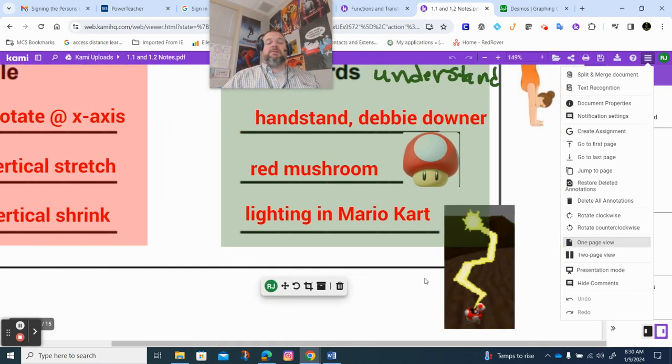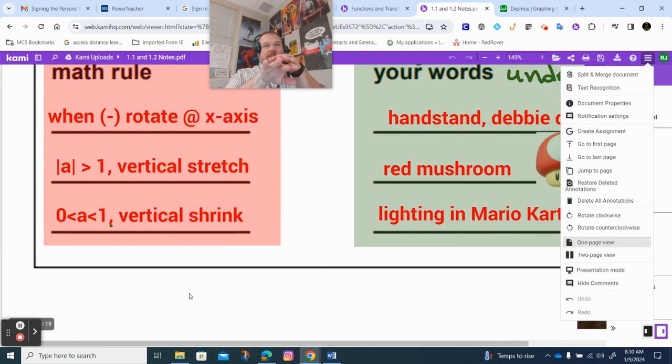Okay, remember that's our lightning in Mario Kart. Makes everybody else go small. Shrink.